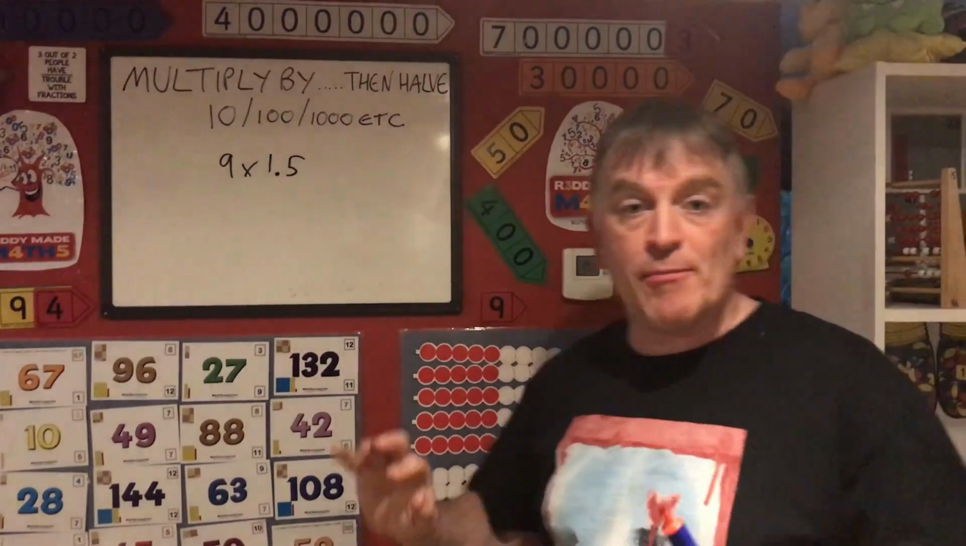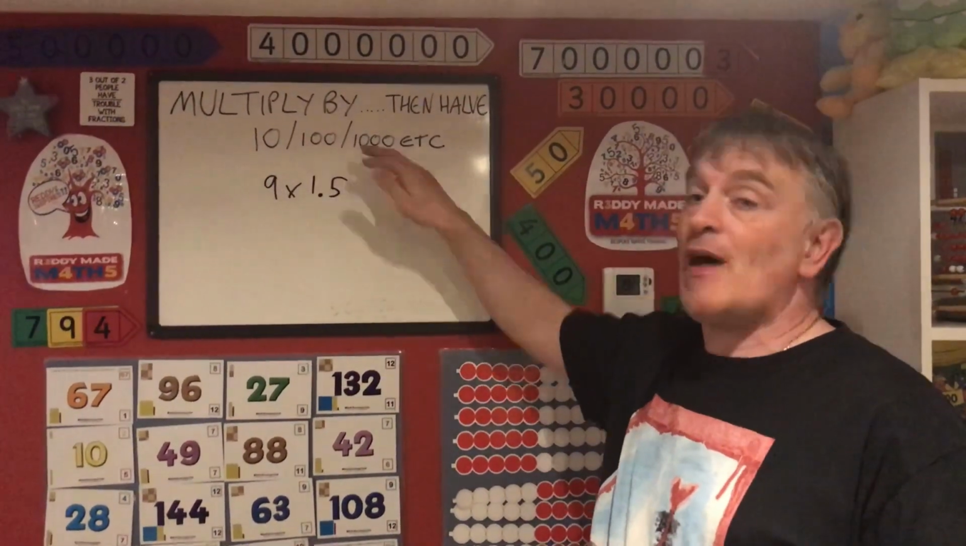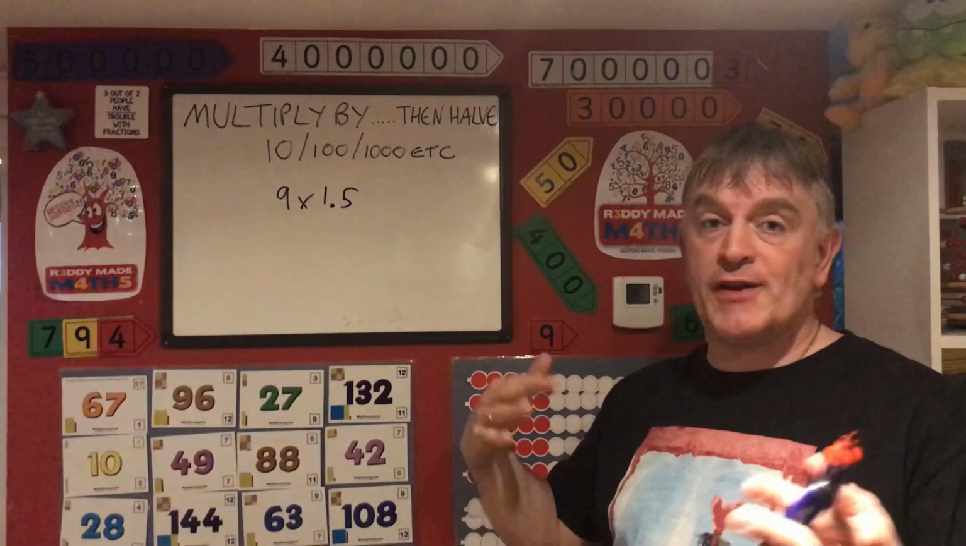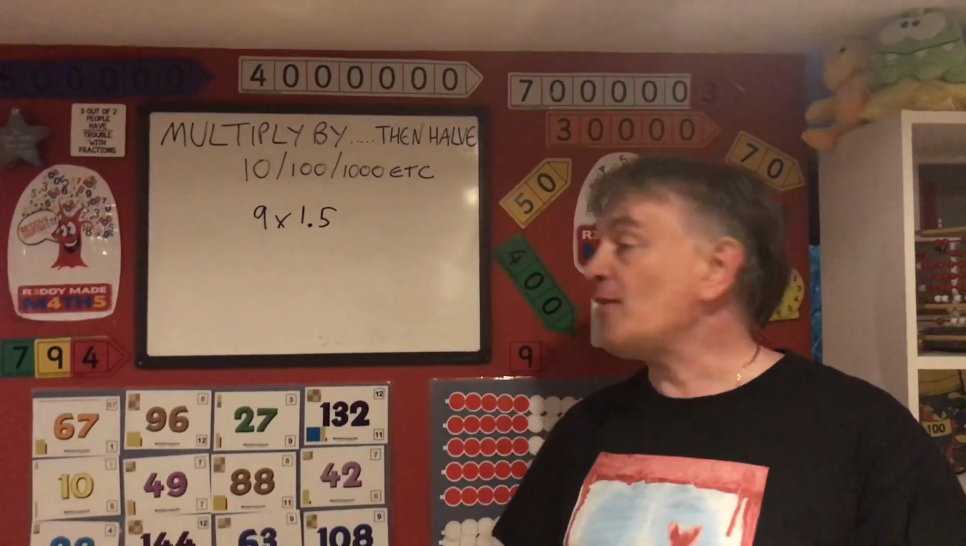And just a final example that proves actually it doesn't always need to be multiplied by 10, 100 or 1,000. As long as we know that if we've got a decimal, we can multiply by double that decimal and then halve it to get the answer.